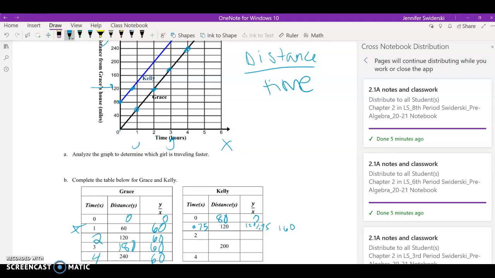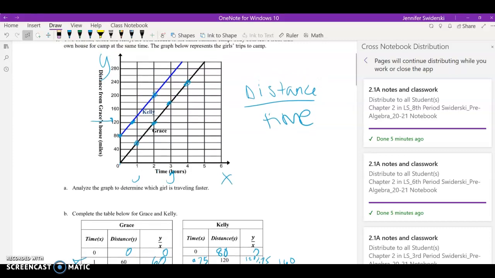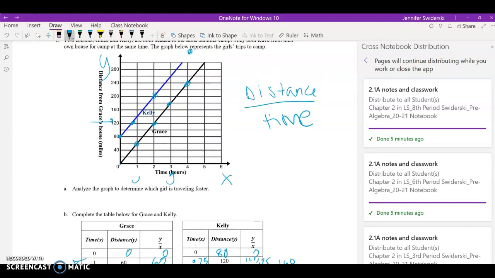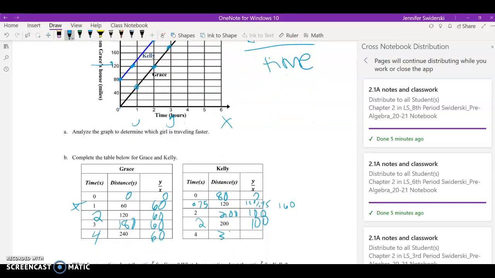160. Okay, at 2 hours, Kelly is at 200. So when I divide my y over my x, 200 divided by 2, I'm at 100. Well, when Kelly is at 200, we know she's at 2 hours. Okay, same thing. When Kelly's at 4 hours, Kelly is somewhere way up here. She's probably at like 300.